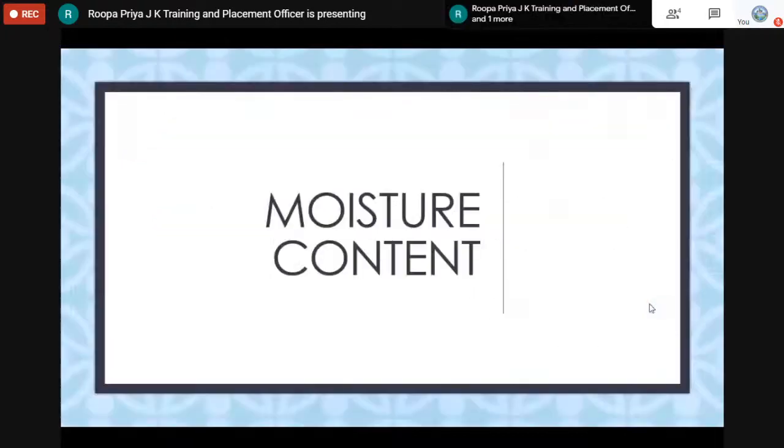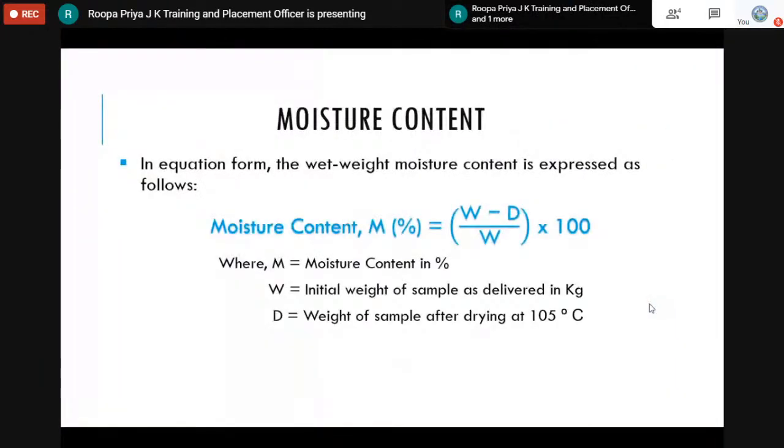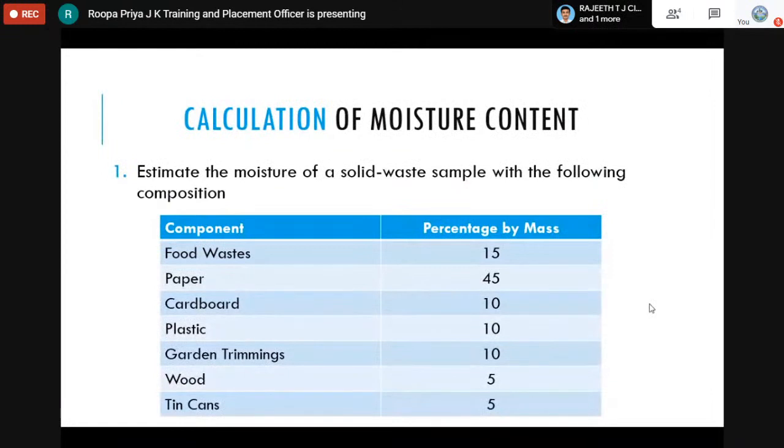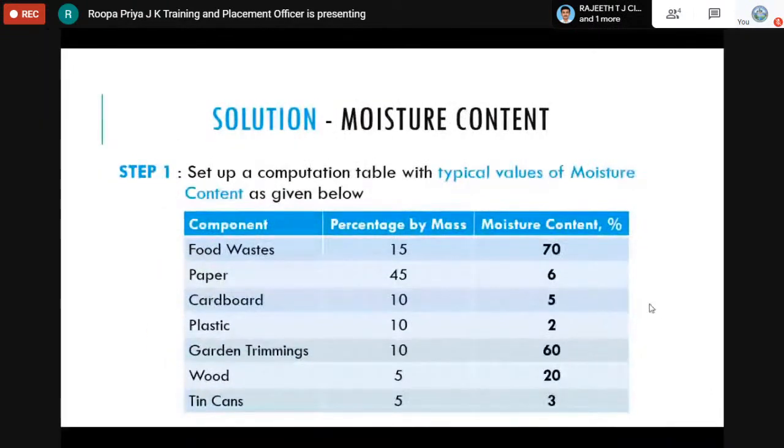Next, we had the moisture content. Moisture content was calculated using the formula M is equal to (W minus D) divided by W into 100, where M was the moisture content in percentage, W is the initial weight of the sample as delivered in kg, D is the weight of sample after drying at 105 degrees centigrade. The type of the question you'll be getting is, to estimate the moisture content given the percentage by mass and the moisture content of these components in percentage.